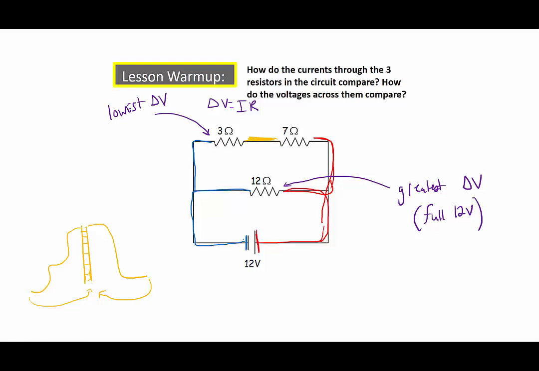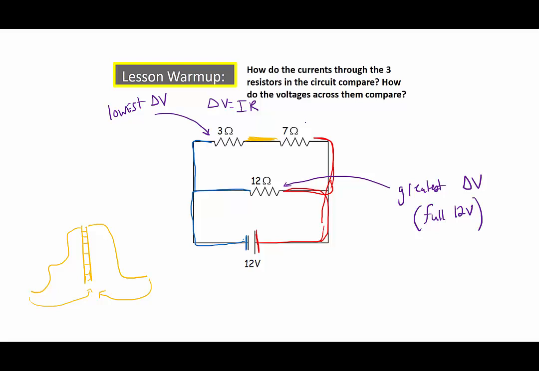Okay, and then that makes our 7 ohm going to be the middle. Just looking at that equation, the I is going to be the same for both the 3 and the 7. And because it has a lower resistance, it's going to have the lowest 12 volts. So I've got my 12 volt drop there, the lowest delta V. And then my 7 ohm is going to be kind of in the middle.